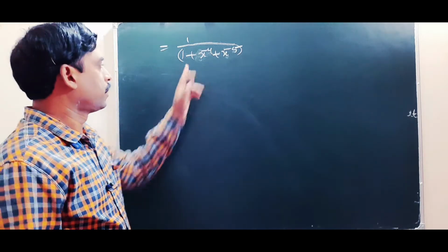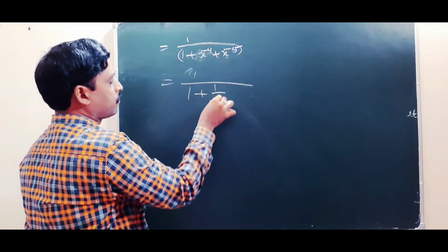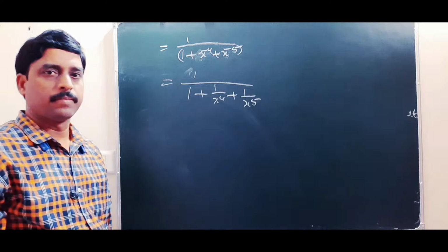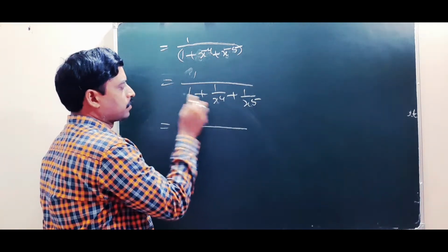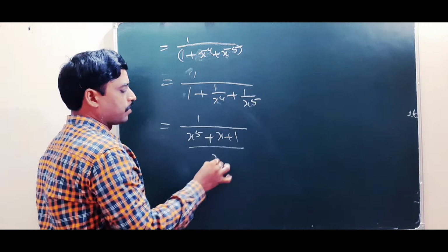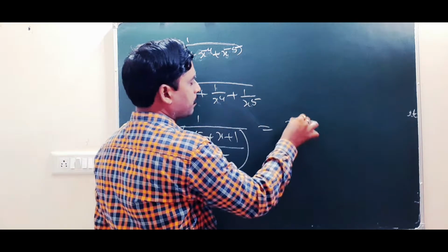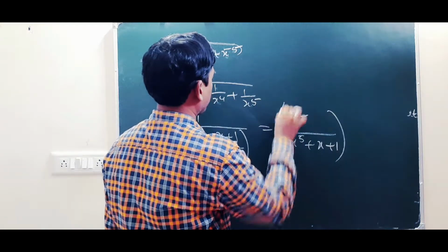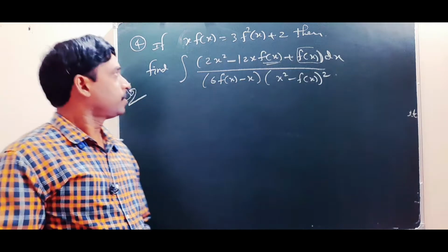Okay, we have got this value. So 1 by (1 + x^-4 + x^-5), that is 1 by (1 + 1/x^4 + 1/x^5). Let us do LCM x^5. 1 by (x^5 + x + 1)/x^5. This is nothing but x^5 by (x^5 + x + 1). Okay, let us go to the next problem.